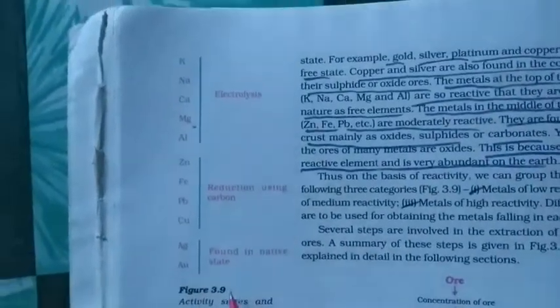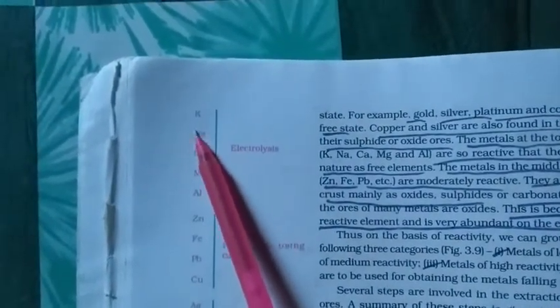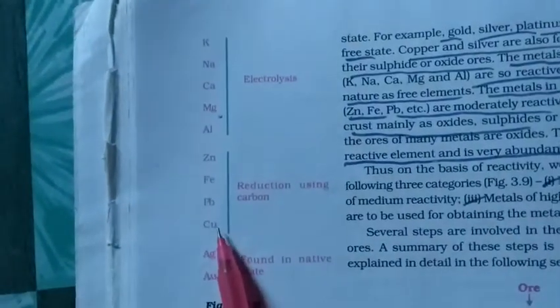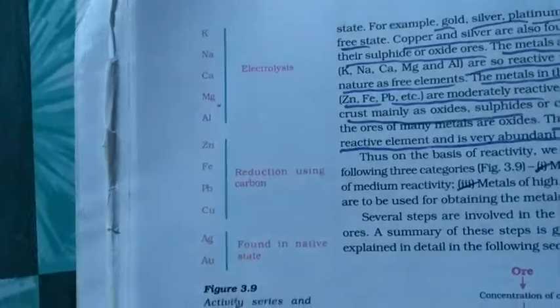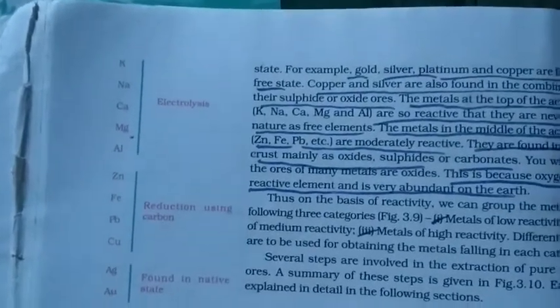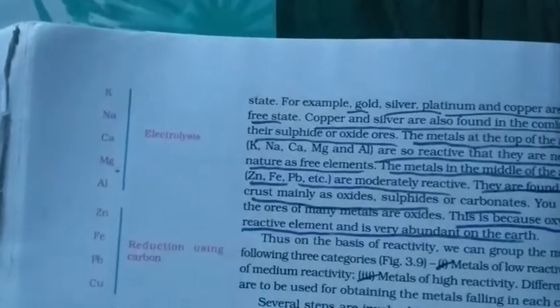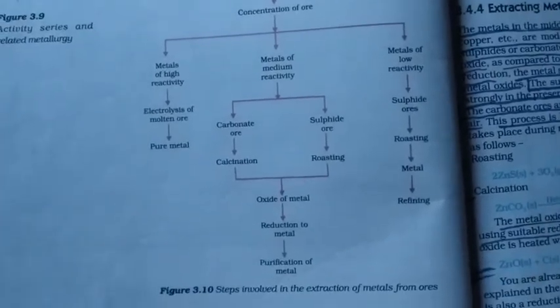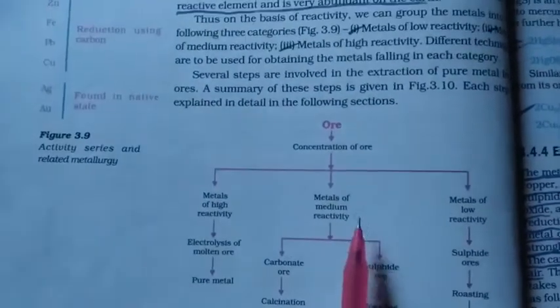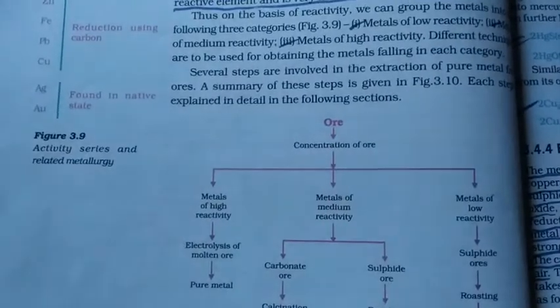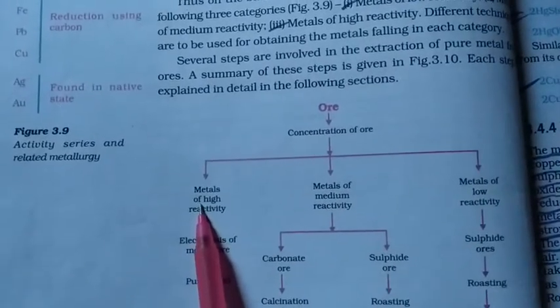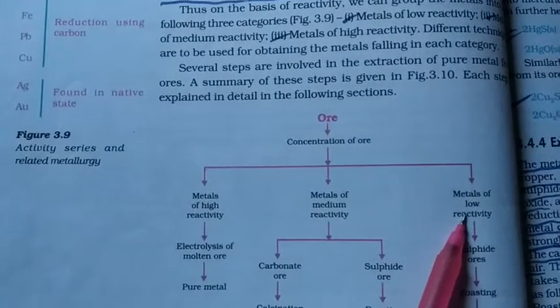Suppose you see here, those who are at the top of the reactivity series like potassium, sodium, calcium, magnesium, aluminium, they are at the top of the reactivity series. Those who are in the middle like zinc, iron, lead, copper, then silver, gold, at the bottom of the reactivity series. So on the basis of this, just focus on this chart, that is figure number 3.10. First you see ore, concentration of ore we have taken. Now they have been categorized in these three forms, separated, right? Metals of high reactivity, medium reactivity, and low reactivity.